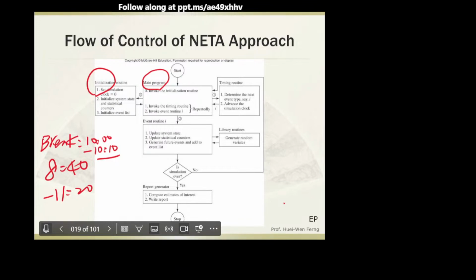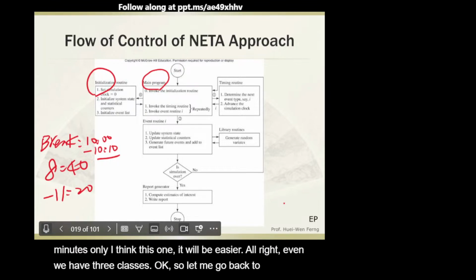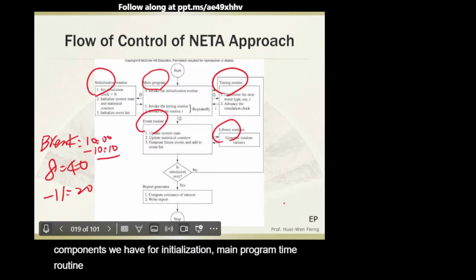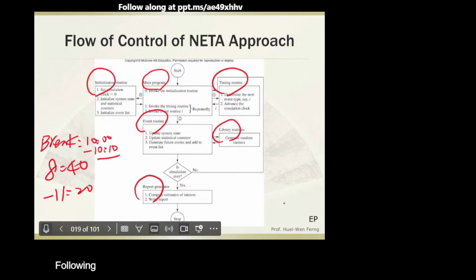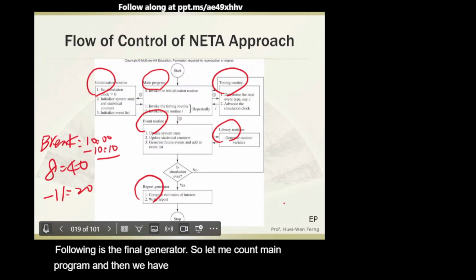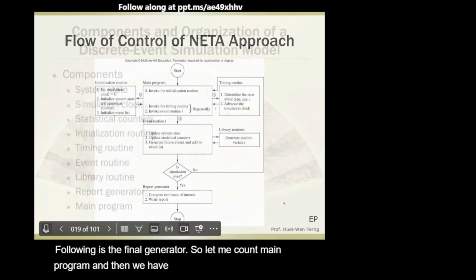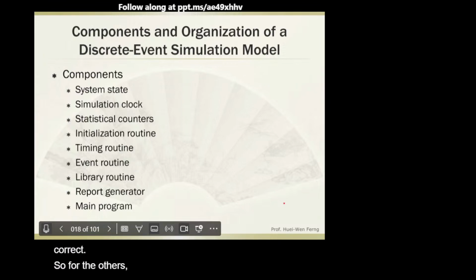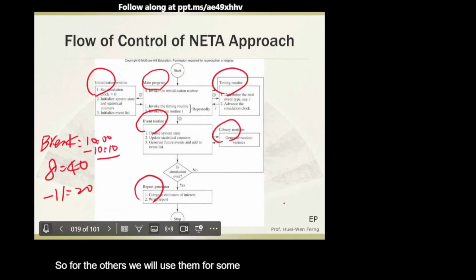Okay, so let me go back to the components. We have initialization, main program, time routine, and the library event routine. Finally, it's the event generator. So let me count. Main program, and then we have 1, 2, 3, 4, 5. 5 routines. Data check. Is it correct? 5 routines. Main program, then 1, 2, 3, 4, 5. That's correct. So for the others, we will use them for some further discussion.